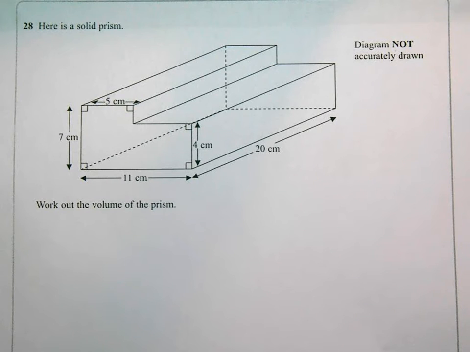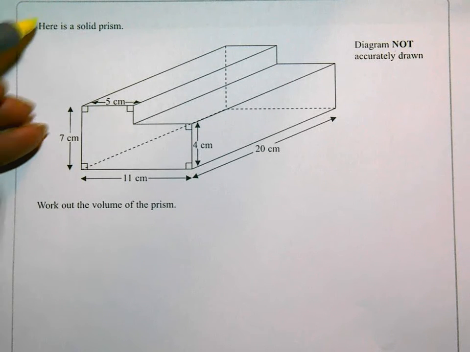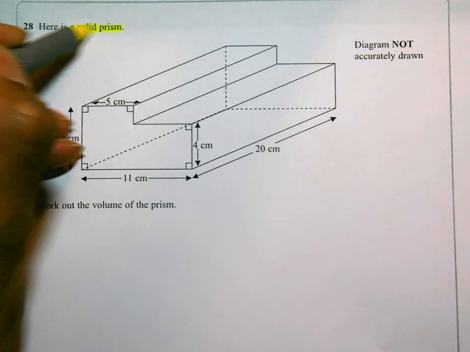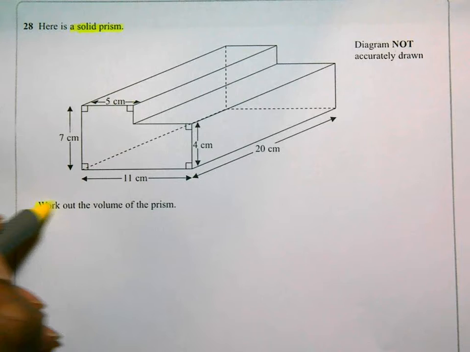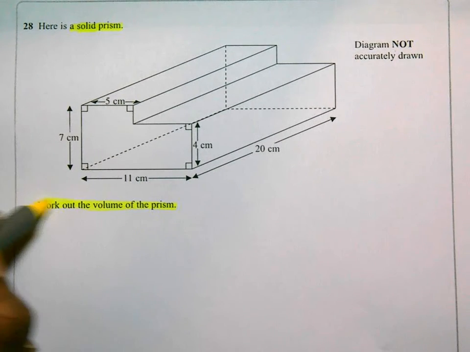Okay, here's question 28 on the foundation calculator paper. Not a lot here apart from the diagram and a bit of writing. Let's read through the question. Here is a solid prism. Okay, so it is a solid shape. The question simply wants us to work out the volume of this prism.